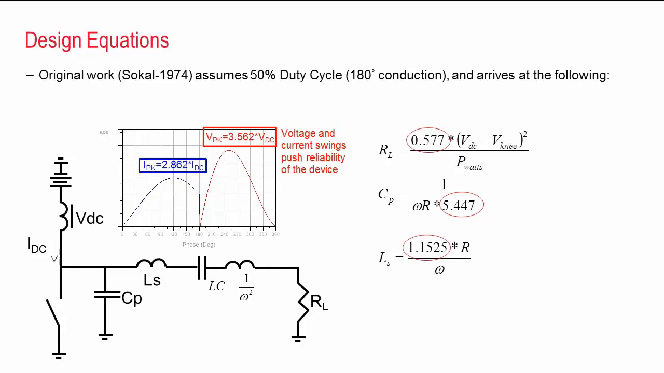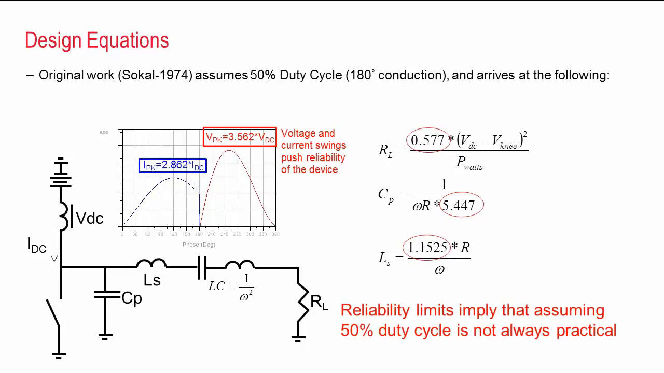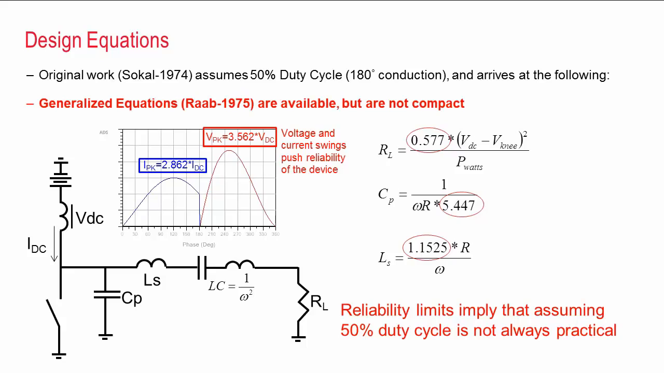And since the magnitude of these swings is highly dependent on duty cycle, always using a 50% duty cycle is not a good idea. So what about equations that include duty cycle? Well, they've been around for a long time. They were originally derived by Dr. Raab, but they just aren't compact, so the resulting values are usually expressed in graphical format.